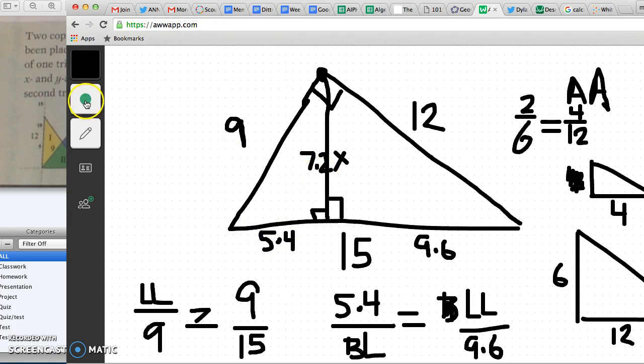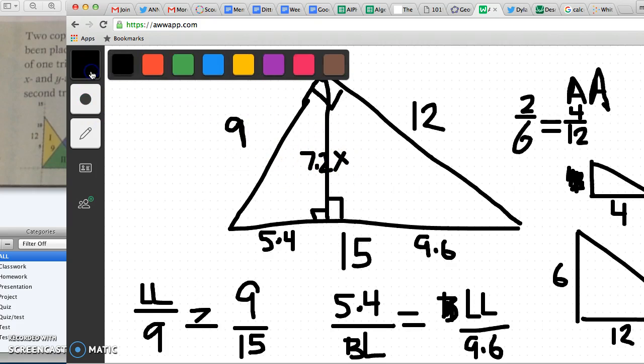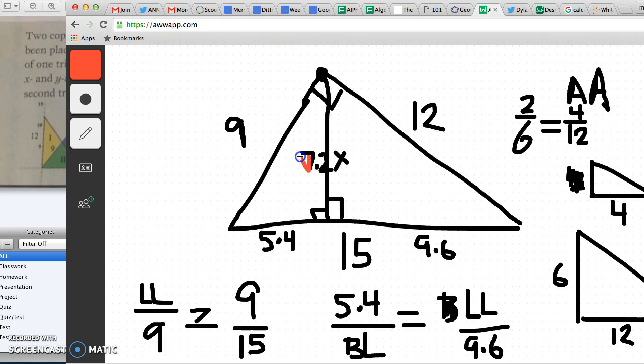I started out with this being unknown and this being unknown, but I thought to myself, okay, this is the little leg of the entire big triangle. The little leg is to the hypotenuse.